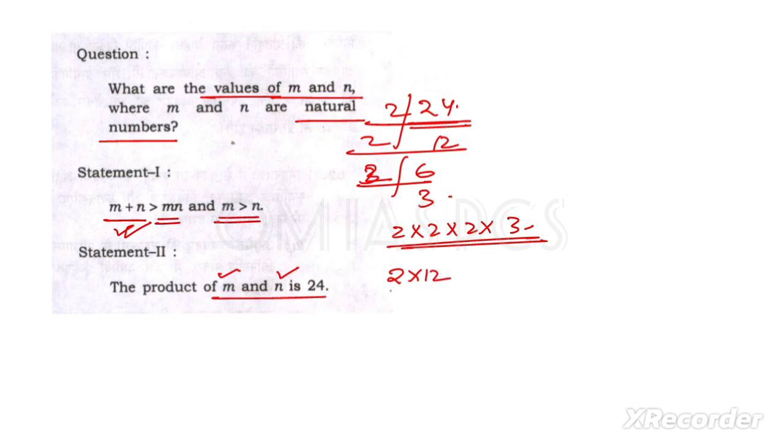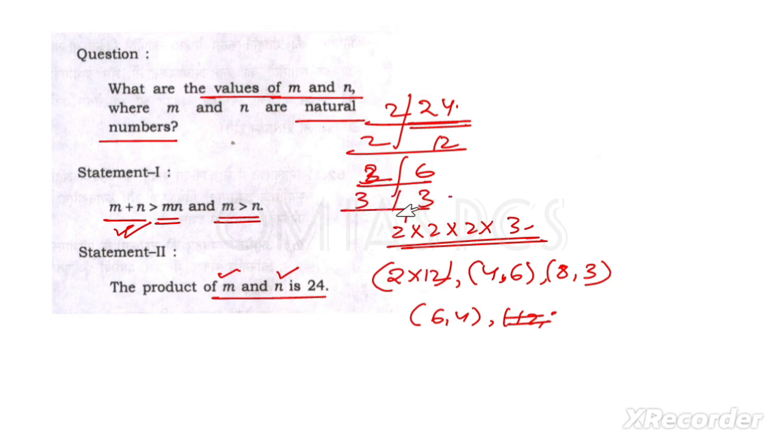So the second possibility is to just write down the possibilities, like 2 and 12, then 4 and 6, then 8 and 3, then what? Okay, 6 and 4, 12 and, okay, 12 and 2 I have written here. One more thing I have missed here. It should be 3 and 1. Okay, so the final one is 24 and 1.